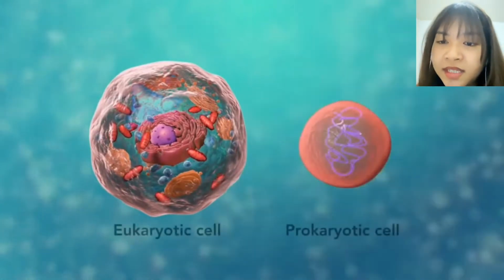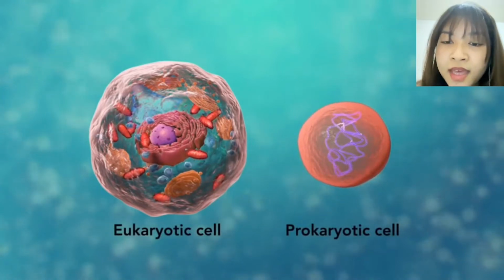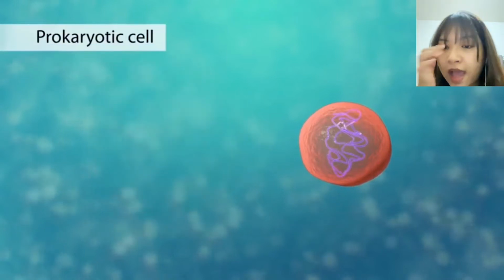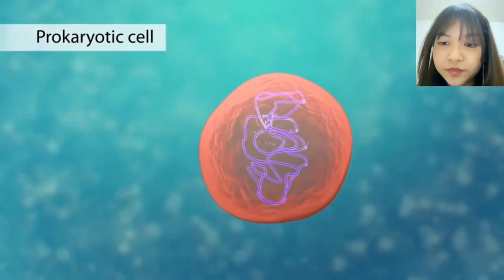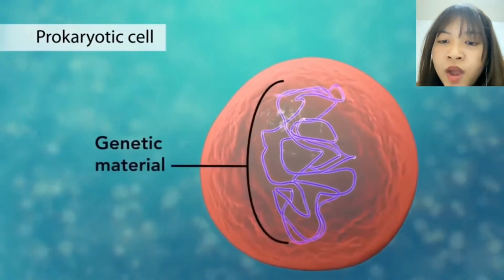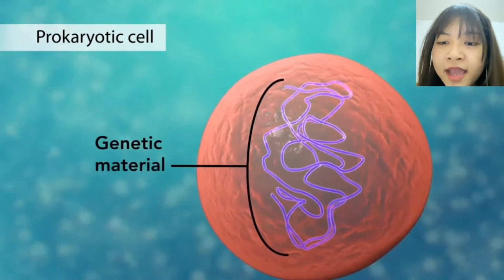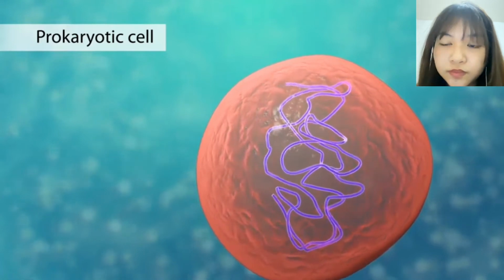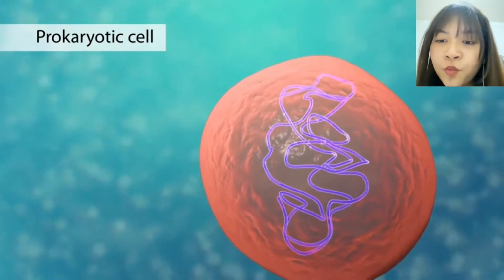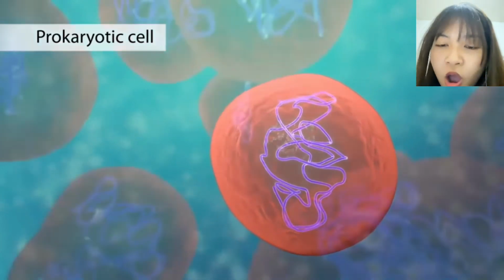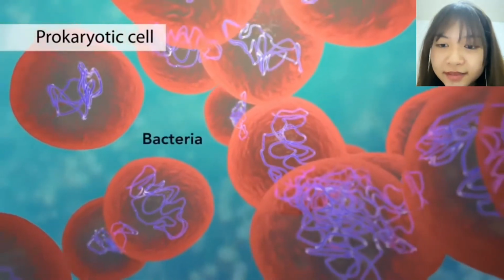The second category is prokaryote cells. They don't have a nucleus or membrane-enclosed organelles. They do have genetic material, but it is not contained within a nucleus. Prokaryote cells are always single-celled, unicellular organisms, such as bacteria.